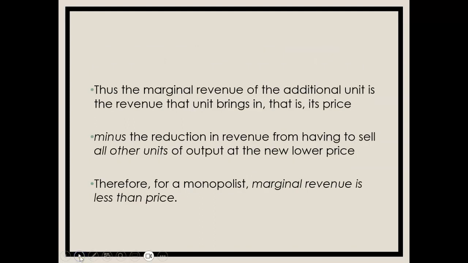Thus, the marginal revenue of an additional unit for a monopolist brings in the revenue of that unit, that is the price at which you sell it, minus the reduction in revenue from having to sell all units of output at a new lower price. Thus, for a monopolist, marginal revenue is less than price. The amount of additional revenue you get from selling another unit is less than the price you receive for that unit.